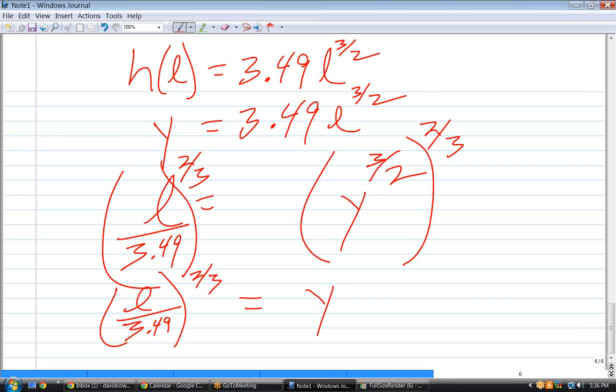Okay? So remember this step. When you need to get rid of an exponent, exponentiate it again to the reciprocal of that exponent. Doesn't matter what this exponent is. If that exponent's 7 divided by 3, then you exponentiate it to 3/7. Okay? All right.